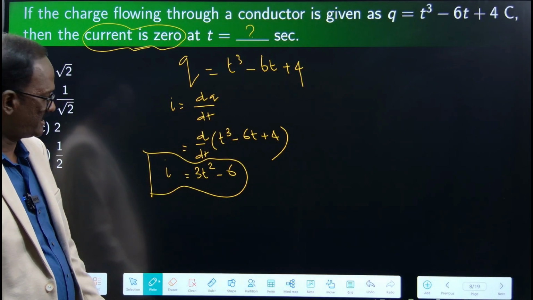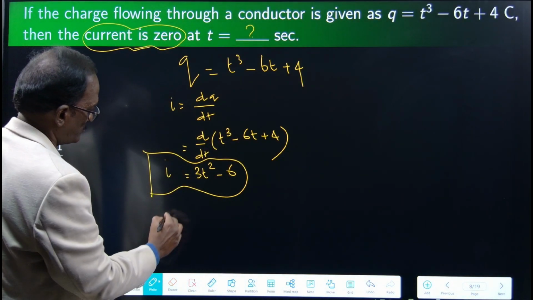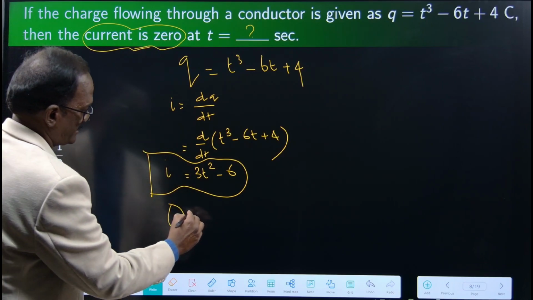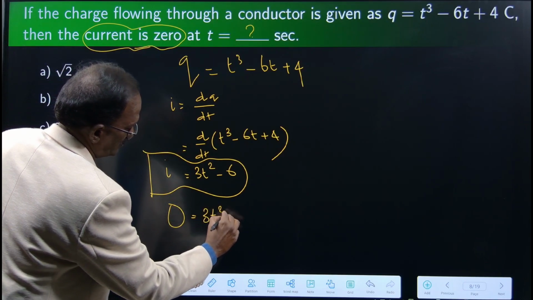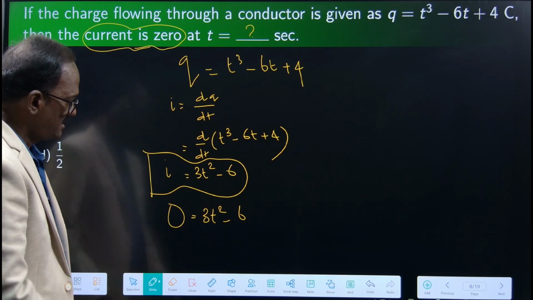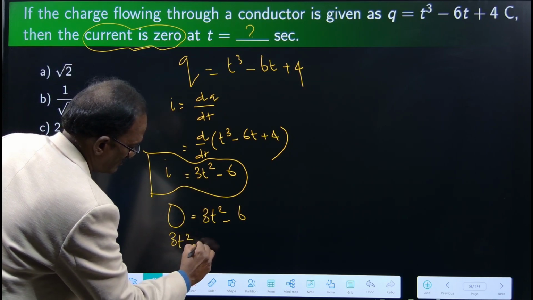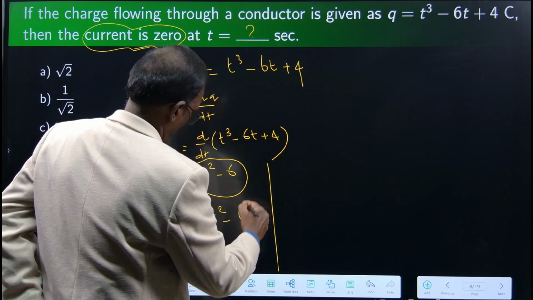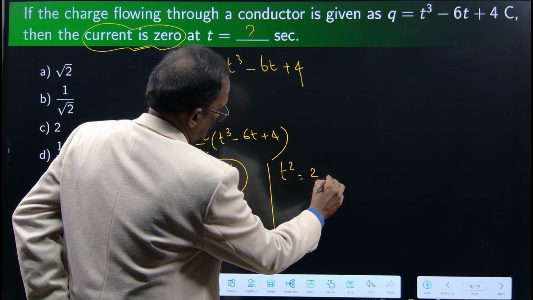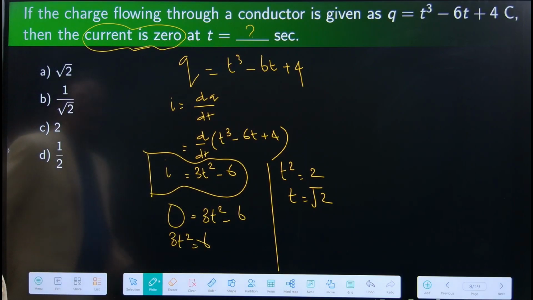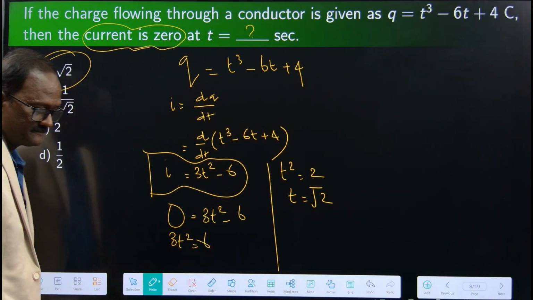After differentiating it, I is going to become 0 at one particular time. 3t square minus 6, if you equate it to 0, you will get the time. 3t square is equal to 6. t square is equal to 2. t is equal to root 2. Yes.